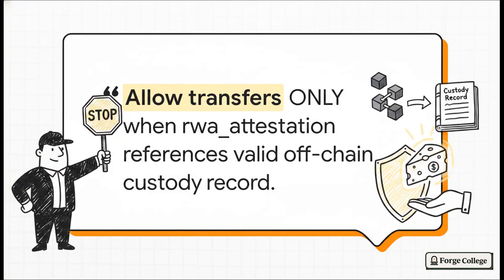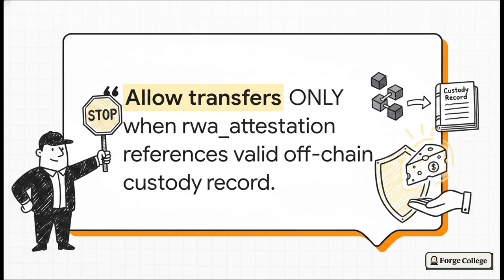Allow transfers only when an on-chain RWA attestation account references a valid off-chain custody record. This is the absolute anchor tying on-chain token movement directly to off-chain legal custody. It acts as the ultimate policy enforcement point. So if someone tries to send their tokenized cheese to a friend, the bouncer steps in, checks the on-chain metadata, and verifies that the physical custody record actually matches up perfectly before letting the transaction through.